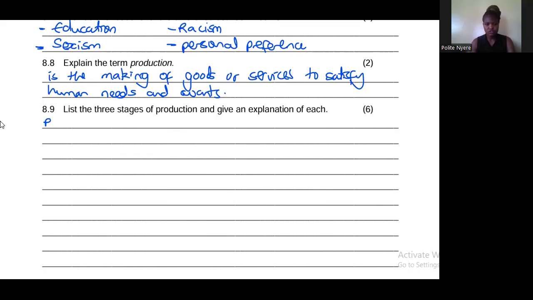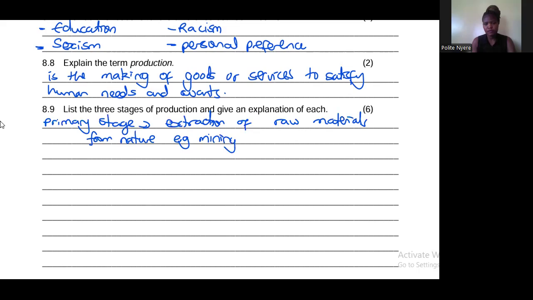Then list the 3 stages of production and give an explanation of each. So we have 3 stages of production. Number 1 is the primary stage of production, which involves the extraction of raw materials from nature, like for example mining, forestry, farming. These are examples.